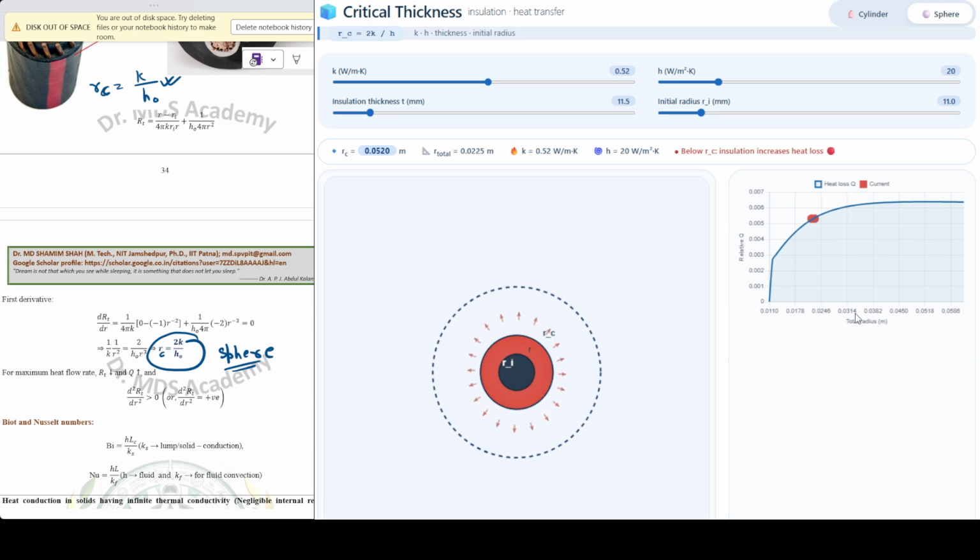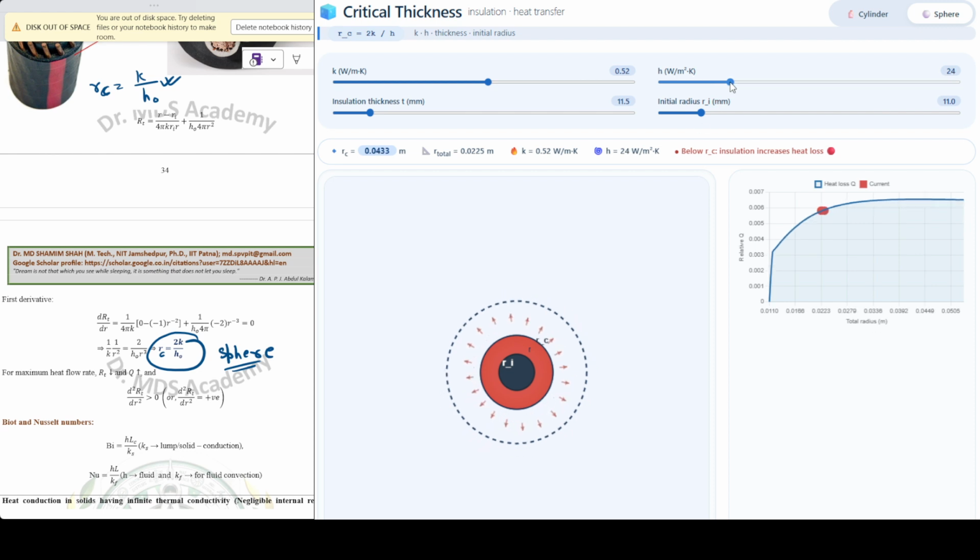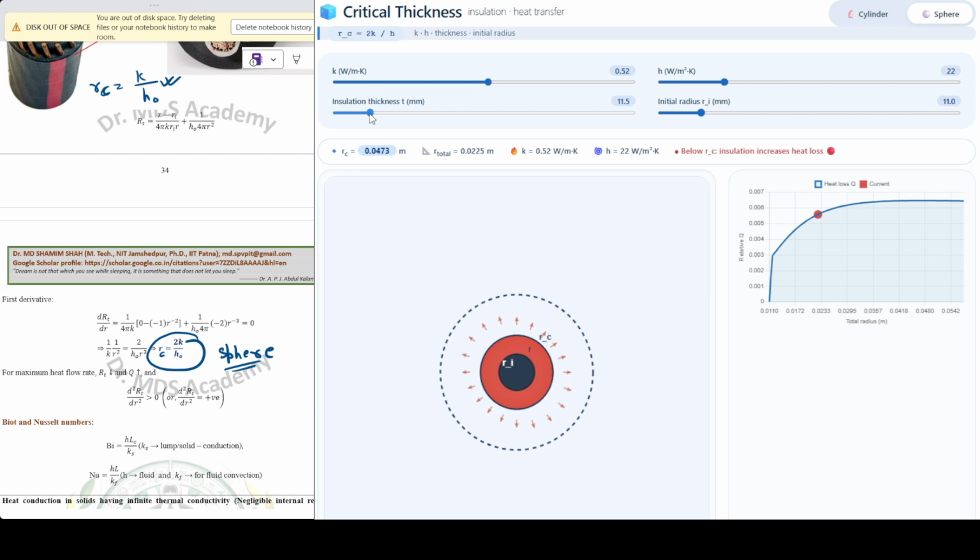At the horizontal x-axis we have the radius. The more the H value, the less will be the RC. Now I am increasing the insulation thickness. What is this dotted line showing? The dotted line shows that up to this radius of insulation thickness, maximum heat loss will take place. Just overlap; this means we have laminated this bare wire up to this thickness.